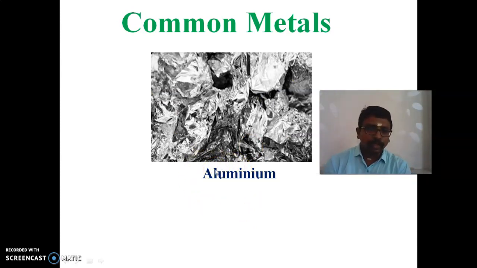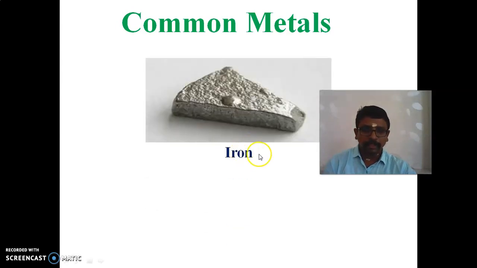And aluminium. What is the symbol for aluminium, children? Al. You can see here the aluminium is shiny, lustrous and very hard. And next is iron. What is the symbol for iron? Fe. You can see the iron is shining. It has a lustrous property and is very hard.